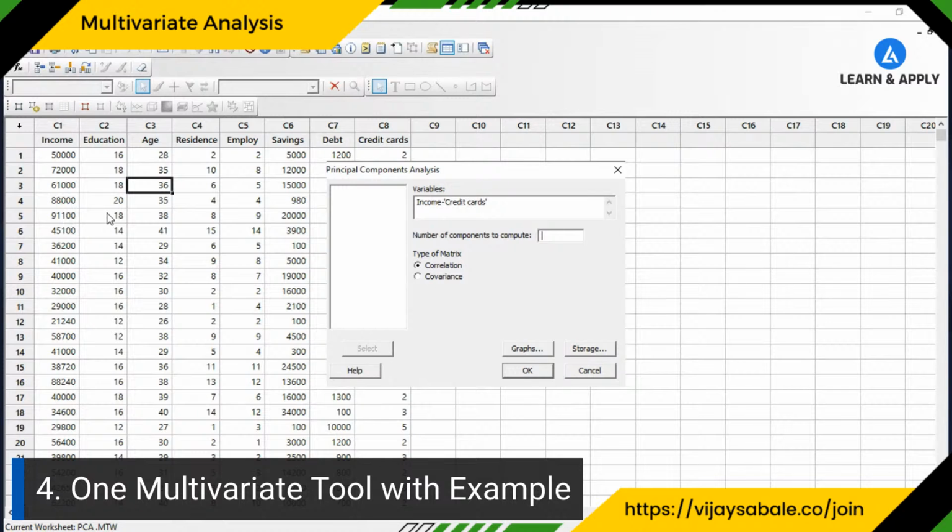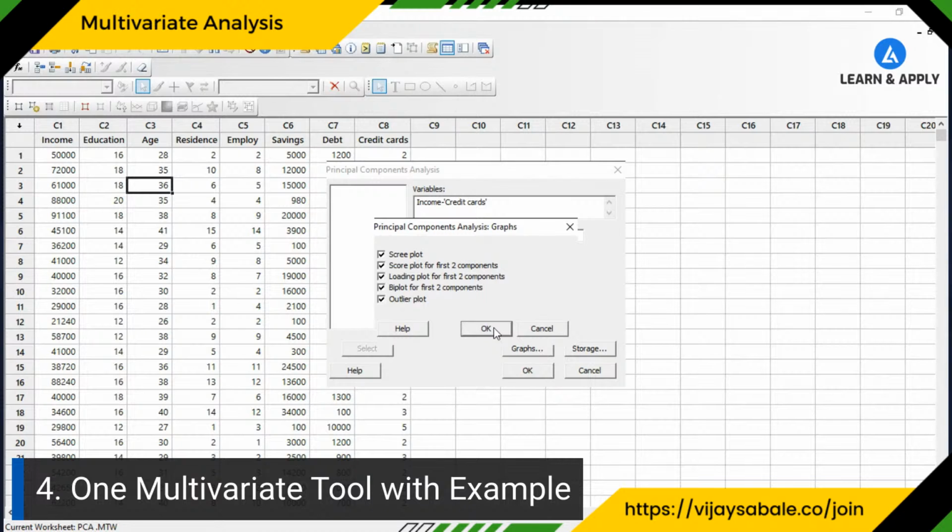And if you want to compare that with education, again it's a different scale because we have a 12 to 20 something scale. For age, again there is a different scale. Residence, different scale. Employment, number of years, again a different scale. Savings, again another type of scale. So we can see the scale for all the variables we are going to study is not the same, so we need to select the correlation type of matrix. If you are going to use the same scale, like 1 to 10, in that case we need to use covariance.